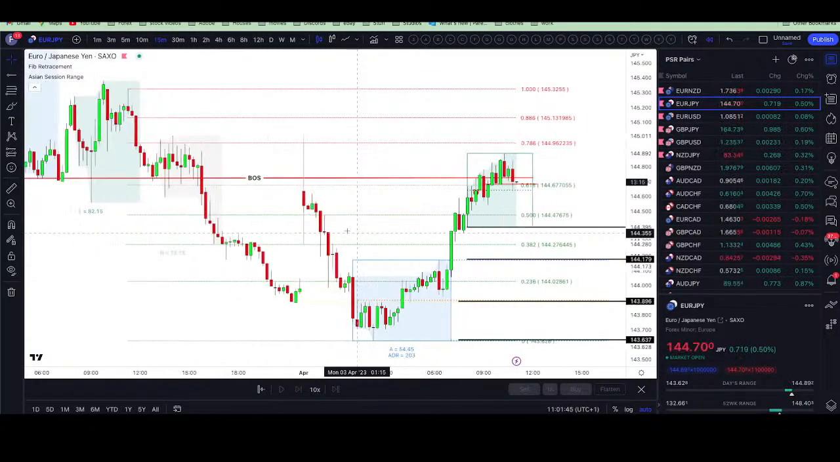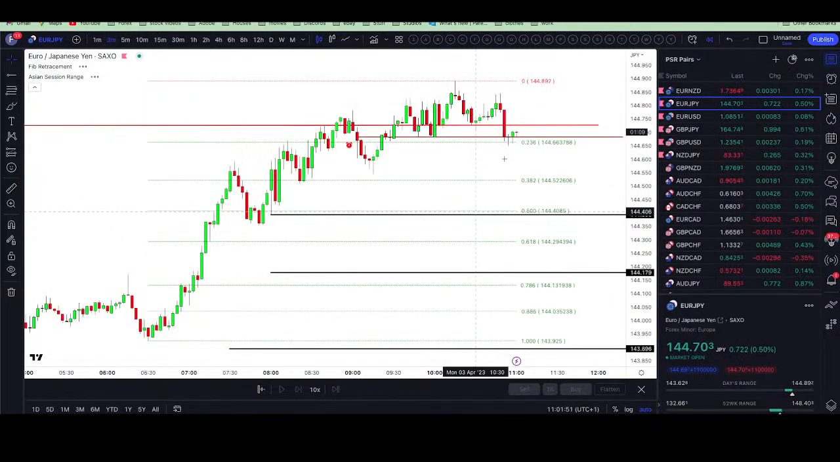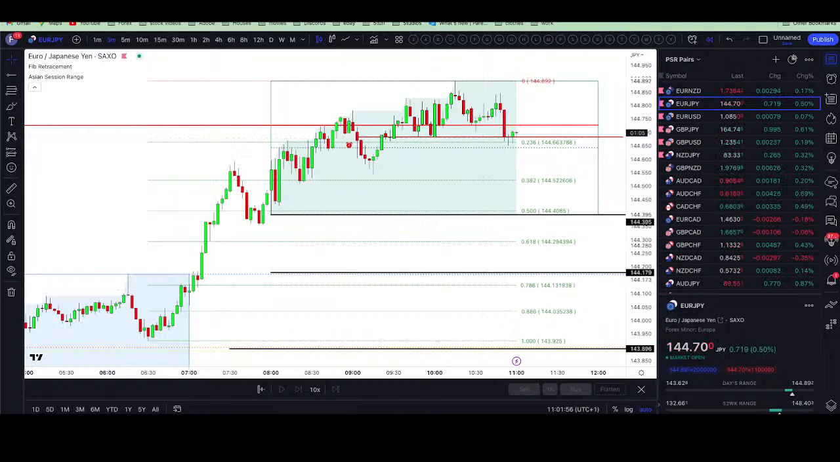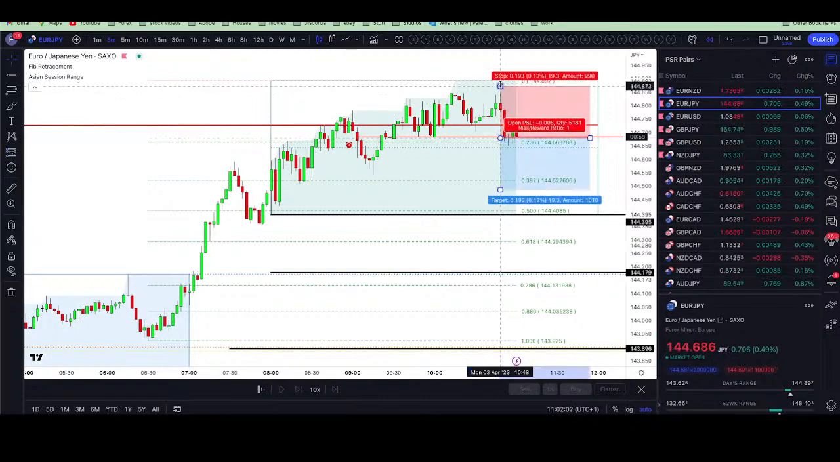We've got a pull back to the 1 hour break of structure level as well. If you're getting an aggressive entry, you are in on this break here. So basically this break of structure here. Stop loss above this high here.